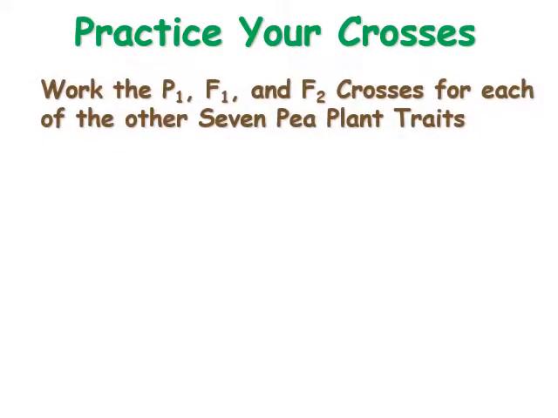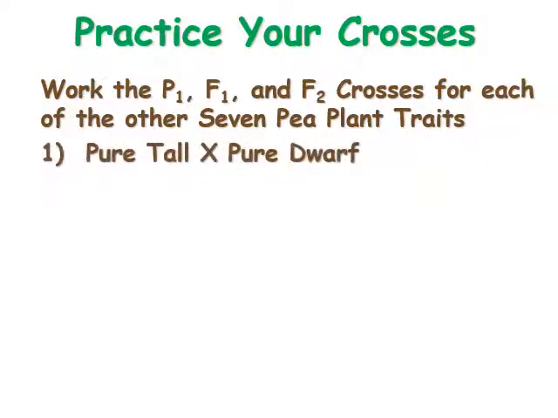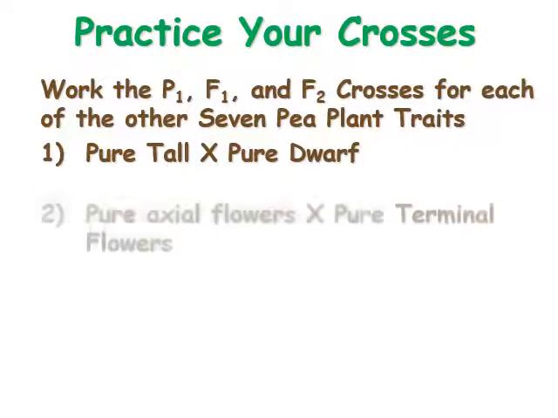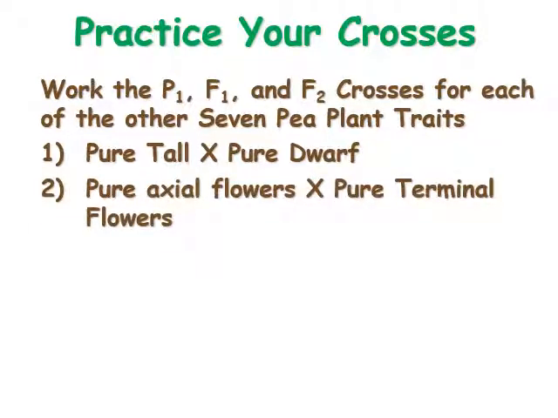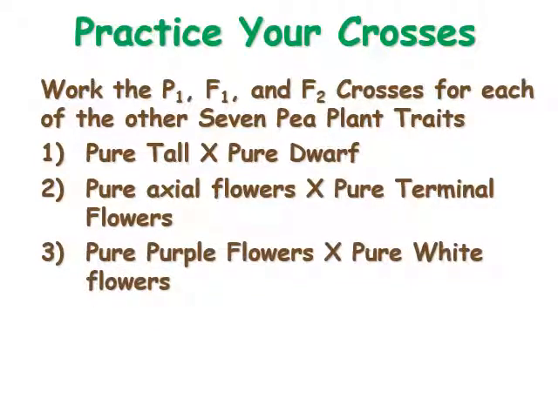Now you have to practice your crosses. Try to work out P1, F1 and F2 for the crosses of the following 7 pairs of traits for garden pea, some of which I have listed, namely pure tall crossed with pure dwarf, or pure axial flowers crossed with pure terminal flowers, or pure purple flowers crossed with pure white flowers, and so on.